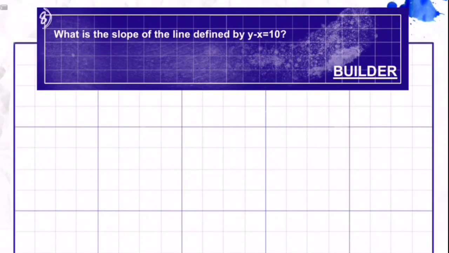So let's do problem number 8 now. What is the slope of the line defined by y minus x equals 10? That is the equation of the line. So y minus x equals 10. Rearranging to the standard form of the line, we have that y equals x plus 10. So as you can see, the slope is 1.